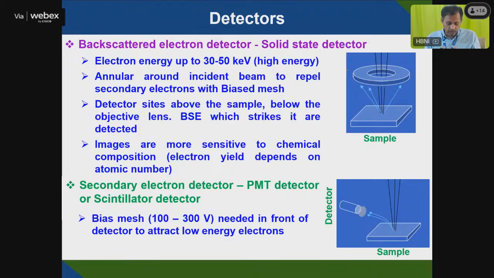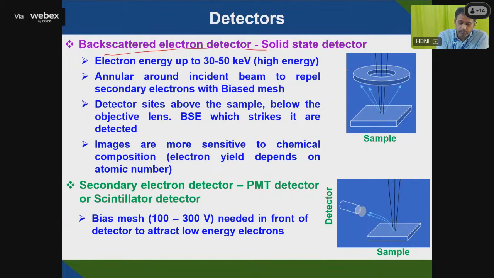So all these electron microscopes must have a detector. The job of the detector is to detect the electron beam, the secondary electrons and backscattered electrons coming out, and then to generate particular pulses or current which can be converted into 3D or 2D images.